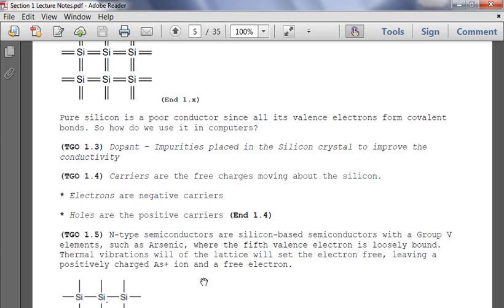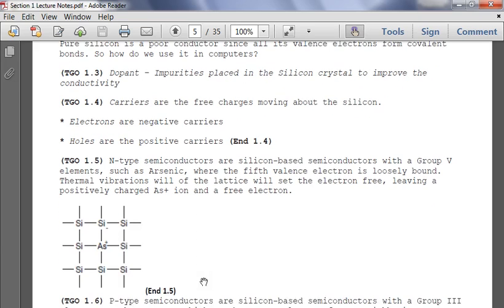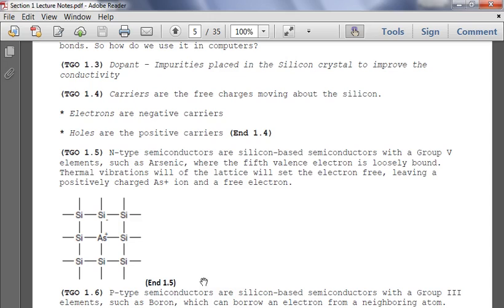So at the bottom, I'm going to scroll past 1.2. So we first have an example here of N-type semiconductors. These are silicon-based semiconductors with group 5 elements, such as arsenic in the middle. So what happens is instead of having silicon here, you're going to have arsenic, and you're going to have this extra electron. The 5th valence electron is loosely bound. So it's going to form all of these bonds like it normally does, and it's going to have this extra electron loosely bound inside of the lattice structure.